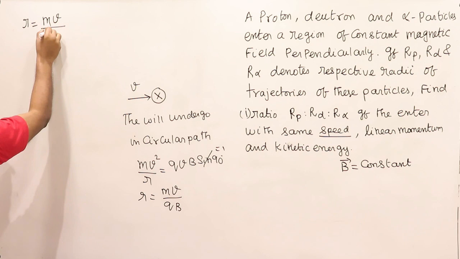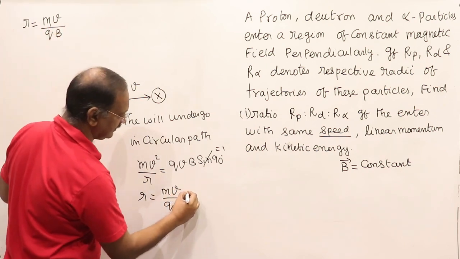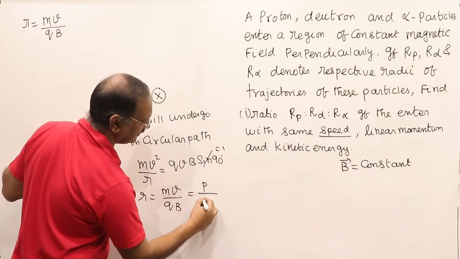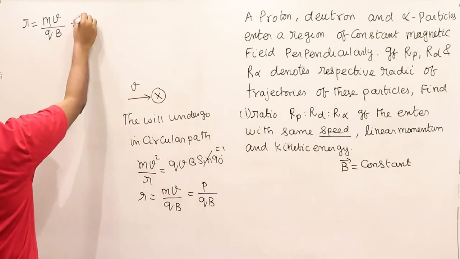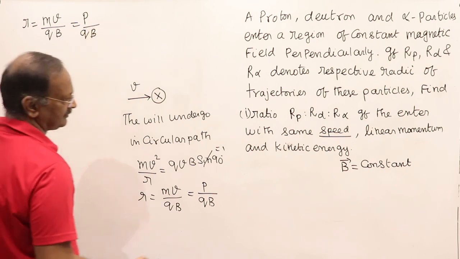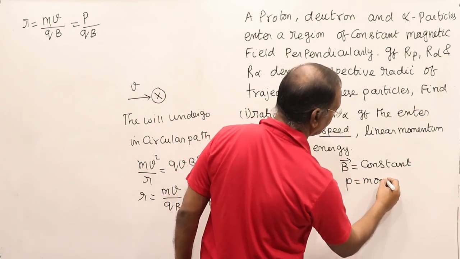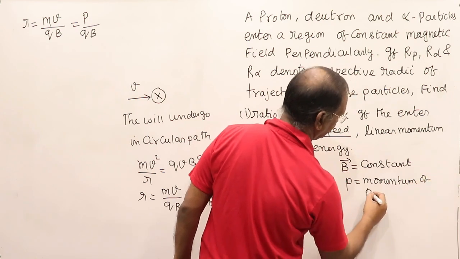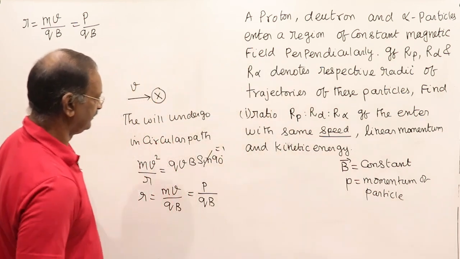mv divided by qB. And since mass into velocity is equal to momentum, we can write r as p by qB, where p is equal to the momentum of the particle.